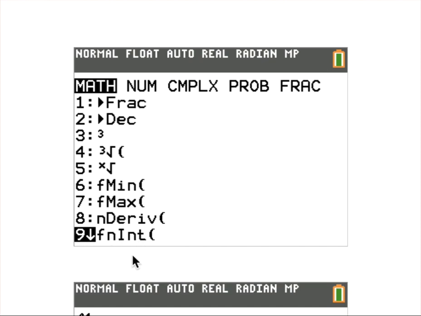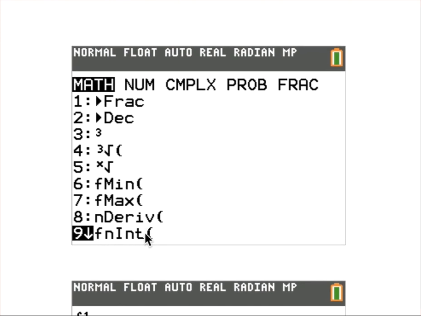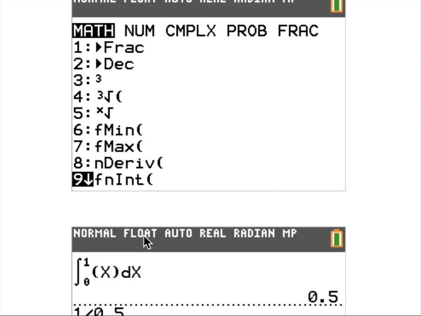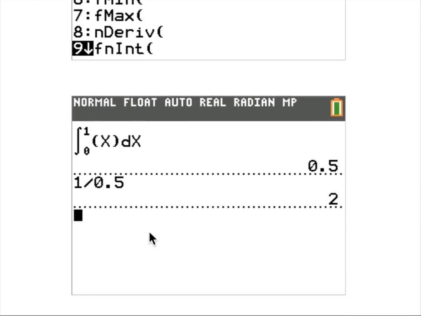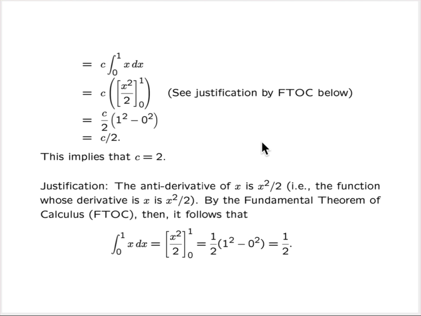When you select this option, either by scrolling down and selecting it or by pressing the number 9, you'll get a wizard that you can fill in, and it will calculate the integral. Here is an example of what I'm talking about. One of the calculations we had to do was to integrate x from 0 to 1. Let me go back here. This is where we had to do that right here. We had to integrate the function x from 0 to 1.